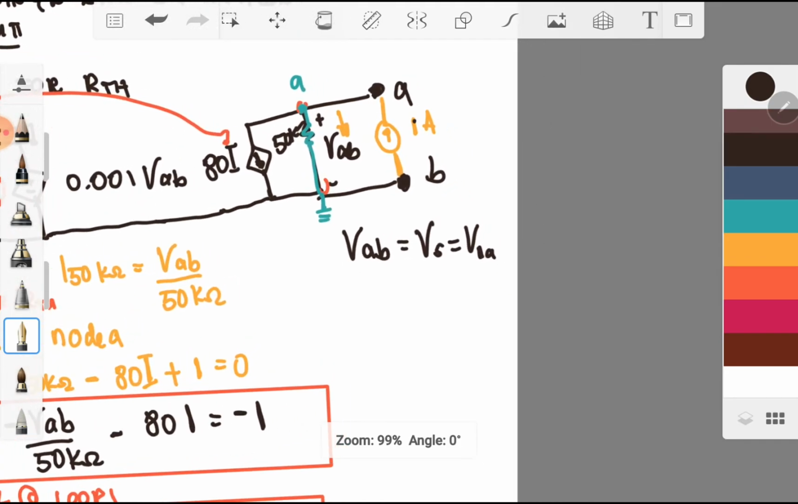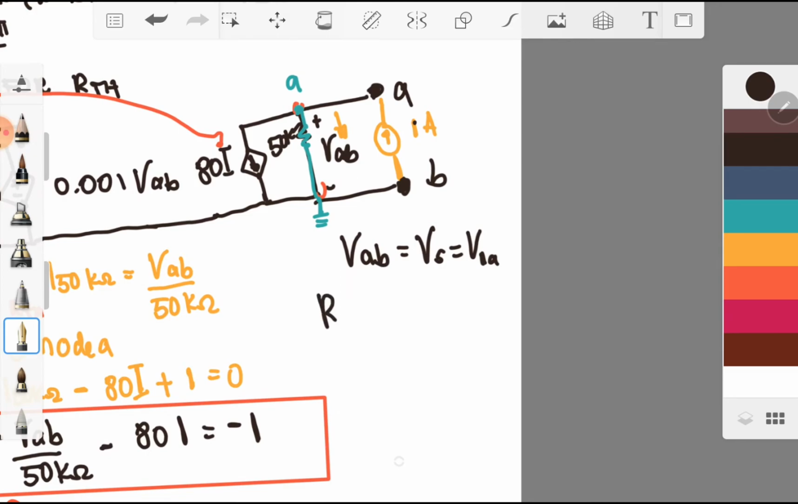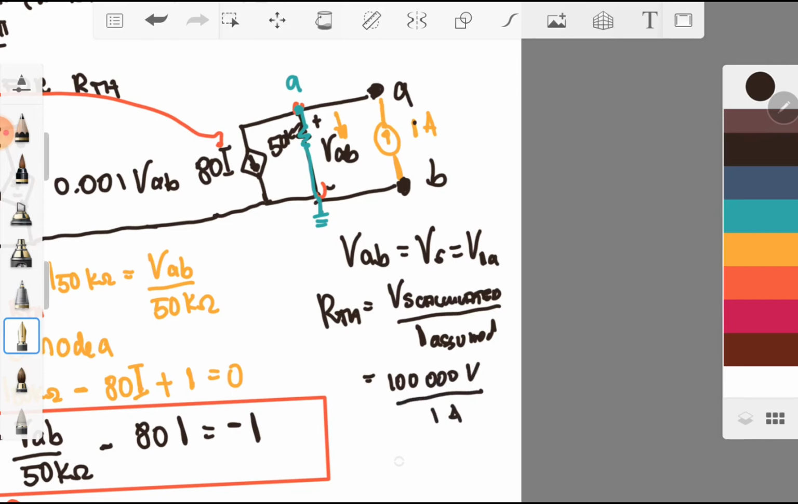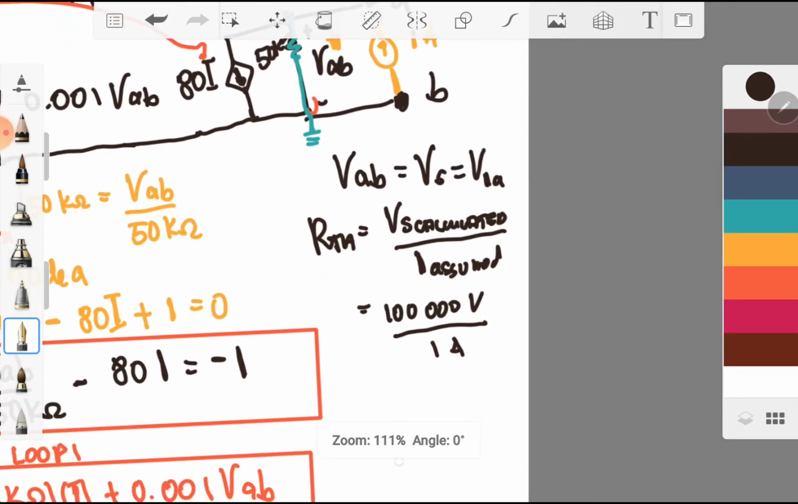Okay? Therefore, I may say that my RTH is equal to the voltage source calculated divided by our I assumed, which is basically equal to 100,000 volts divided by 1 ampere. So there, my RTH is equal to 100 kilo ohm. That is our RTH.